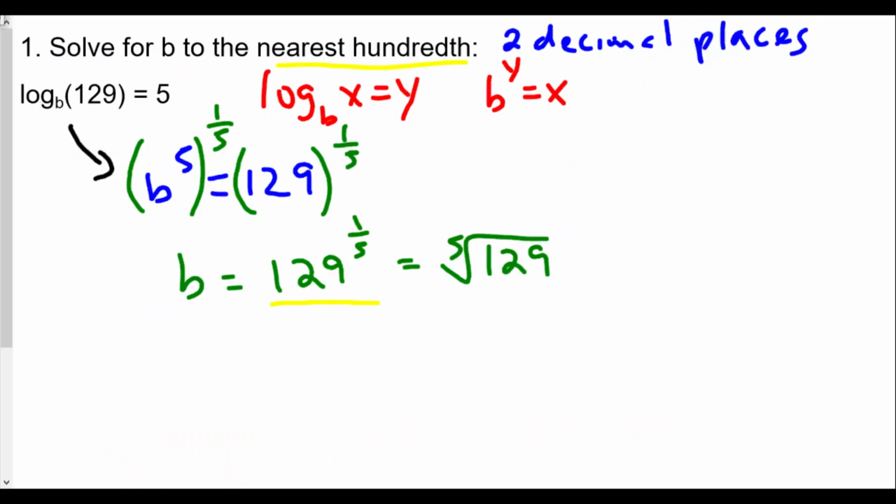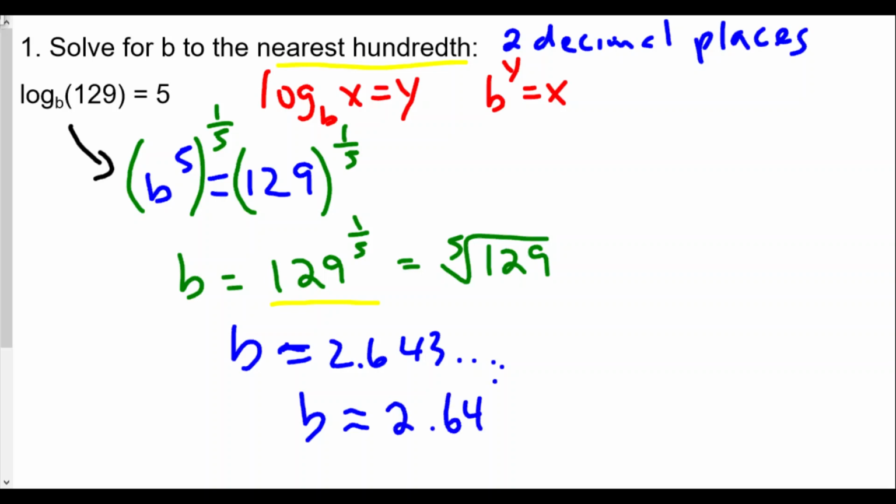So the base is equal to 2.643 and some more decimals. But rounding to the nearest hundredth, we'll take our answer to be 2.64. This will be the answer here. Make sure you box your answer too, so I know what number to look at. Make sure your work is straightforward, showing everything in this case.